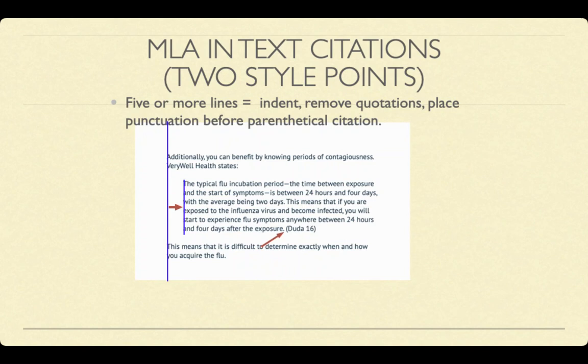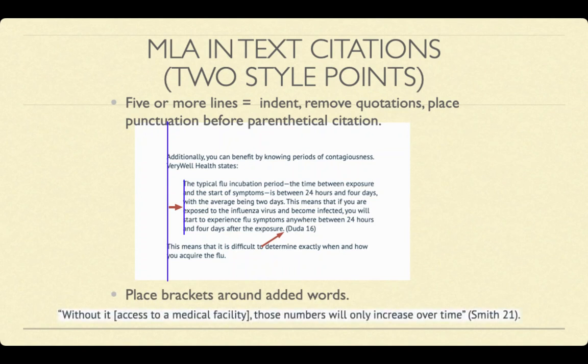The second point is this: if you add a word or words to a quote, usually for clarification purposes, place those words in brackets. Here's an example. In this case, I've added the words, quote, access to a medical facility. I did that so that the reader is clear as to what exactly it is. So I used this added information for clarification purposes, and I made sure that I placed it in brackets.